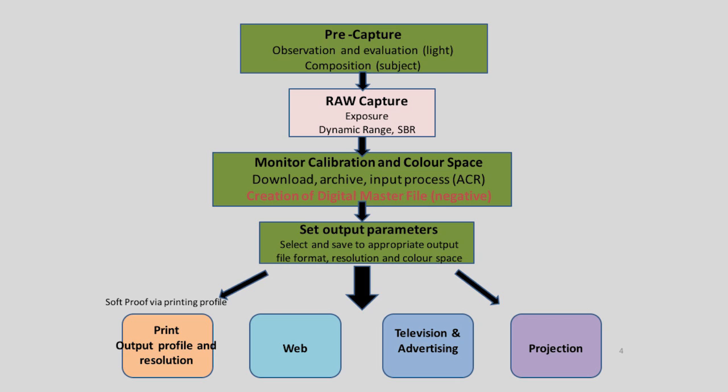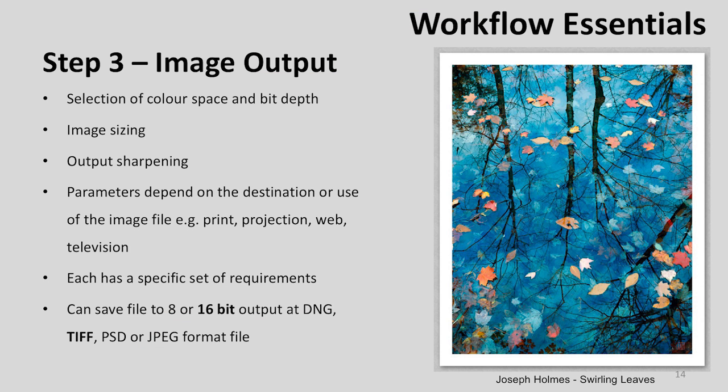So what I'm saying is, before you decide to output your file, you have to decide whether it's going to print or if it's going to be used as a screen-based image. Each of these options, to print, to web, to television, or projection, have different output requirements. So when you're thinking about image output, there are some important decisions to be made. These decisions are based on how the image will be used.